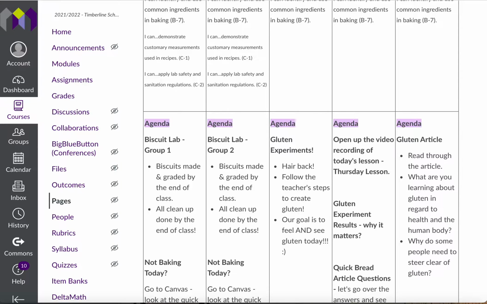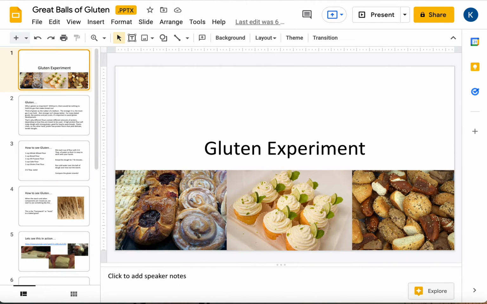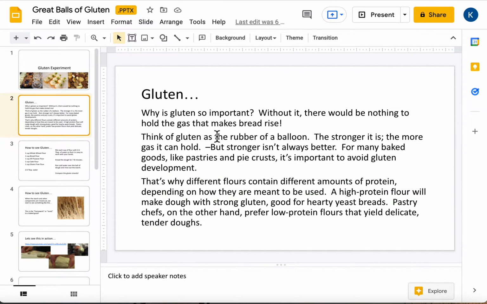So I'm going to switch my screen over to this one here, and we're going to talk a little bit about this gluten experiment. In the pictures on this first slide, you can see all kinds of cool baked goods that are going to have gluten incorporated, because anytime you have flour and liquid coming together, you have gluten forming. With gluten, I want to just take a second to read this together. Why is gluten so important?